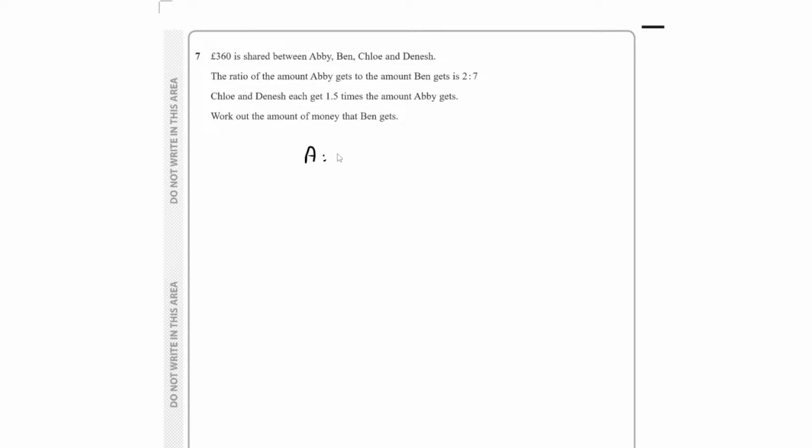This is one of those ones where there's definitely different ways to go about it, but what I thought of doing was just creating a big ratio, as in a 4-part ratio. We obviously know Abby is 2, Ben is 7, but we know the link between Chloe and Dinesh and Abby, don't we? We know that they get 1.5 times the amount that Abby gets. So what I did was I said, well, if Abby gets not £2, but 2 parts, and they get 1.5 times that, that's just 3, isn't it? And they both get the same, 3 and 3. So that's how I worked it out.